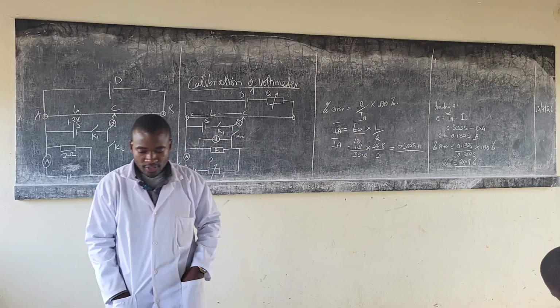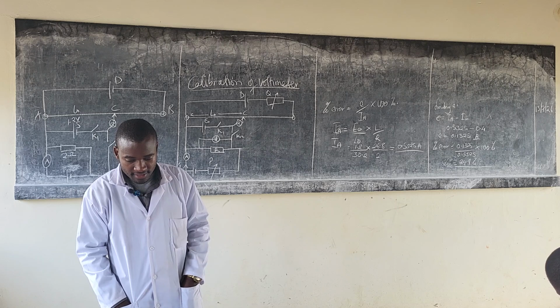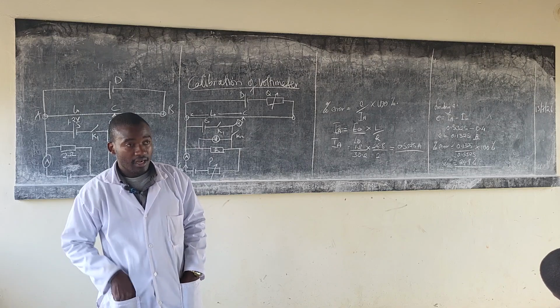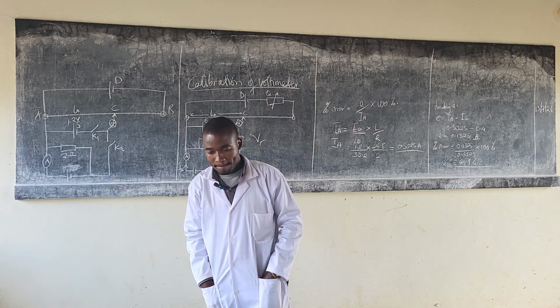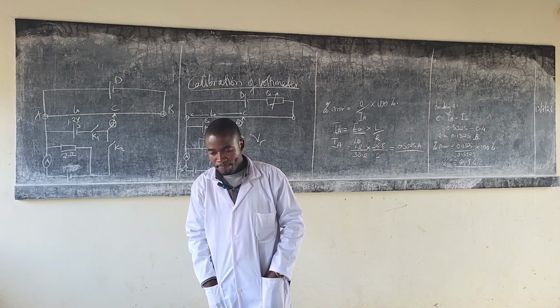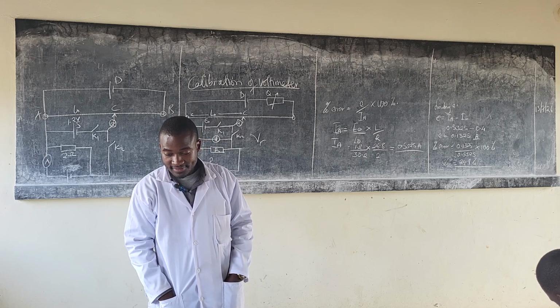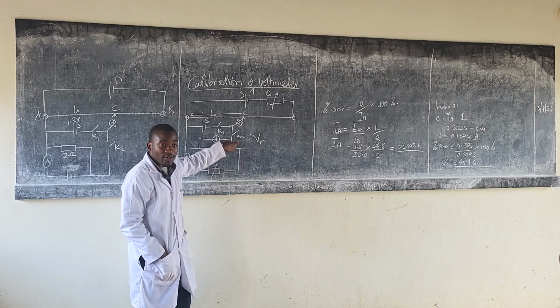Another bullet: P is adjusted so that the voltmeter records the smallest PD, V subscript R. K1 is now opened, and then K2 is closed.